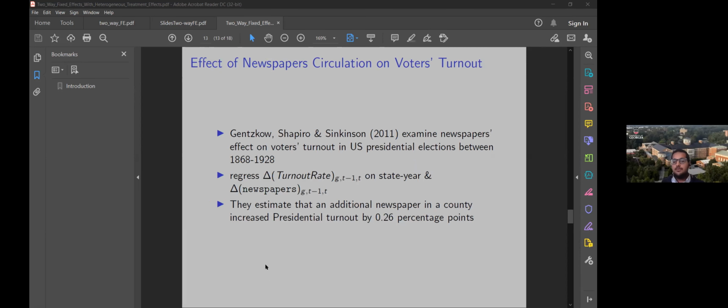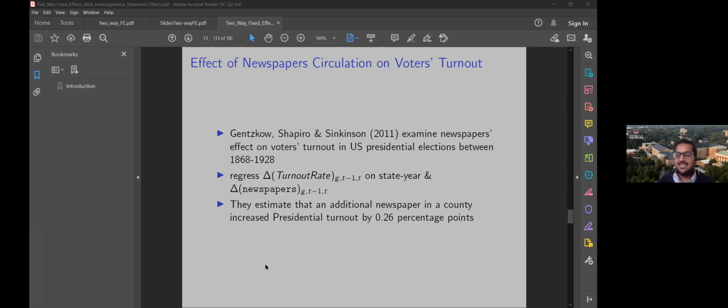Okay, since I have a bit less than 30 minutes, I wanted to explore this method via the application they have shown in the paper, where they look at the effect of newspaper circulation on voter turnout during presidential elections. They take the data set from Gentzkow, Shapiro, and Sinkinson, who examine how the spread of newspapers impacts presidential election turnout between 1868 and 1928.